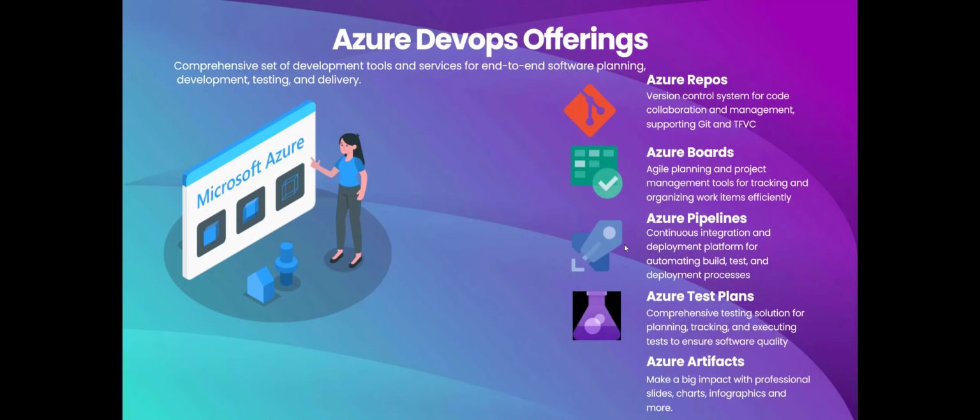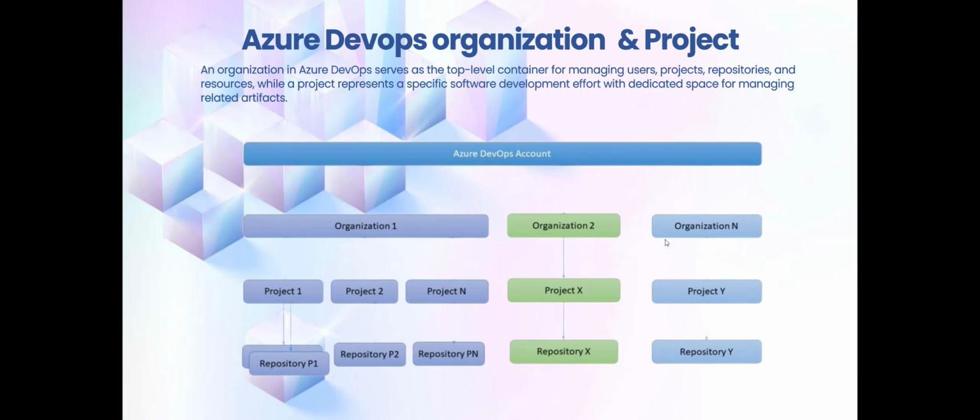Let's understand what is an organization and a project within Azure DevOps. An organization in Azure DevOps acts as a container for your projects, teams, and resources. It provides a centralized space for managing your software development efforts. When you create an organization, you establish a unique environment where you can collaborate and manage your projects effectively. But a project is actually within your organization, and you can create multiple projects within an organization.